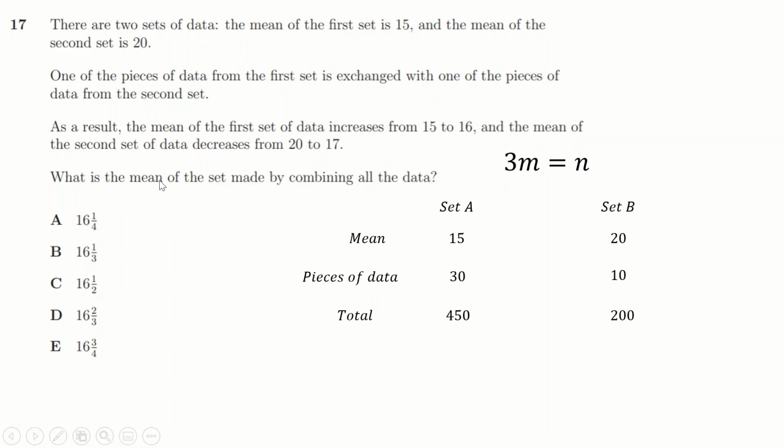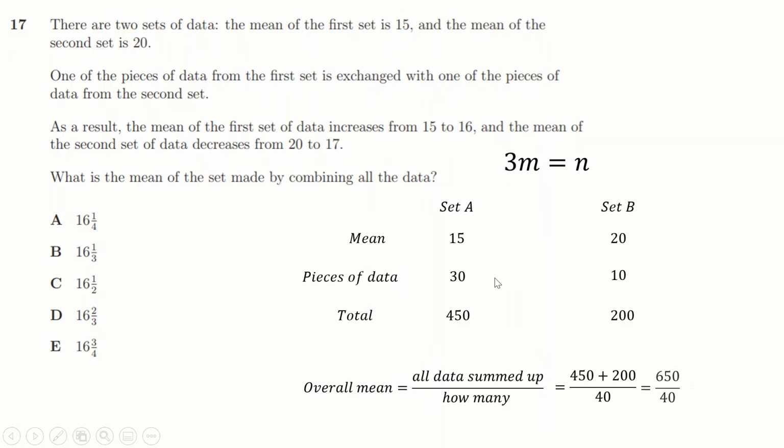And now the mean of the set by combining everything, well, you combine the number of pieces of data, which gives me 40. And 40 is just a made up number. Like I'm making this up, but it's okay. I'm allowed to make up one number. And the total of all the pieces of data is the total of this plus the total of that. So it's going to be all the data summed up, which is this plus that, divided by the total number of pieces of data. And you get this, which you can eventually figure out is A. So yeah, a really nice question, quite tough.